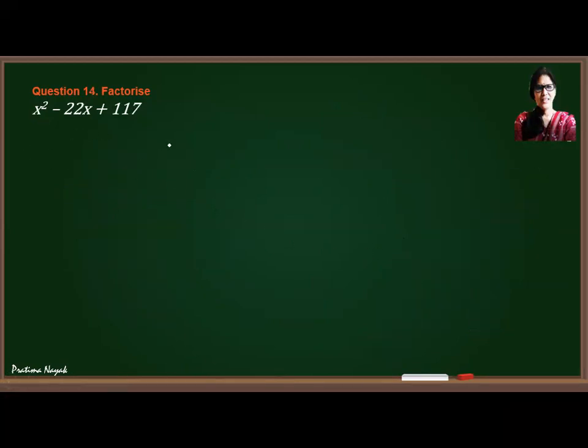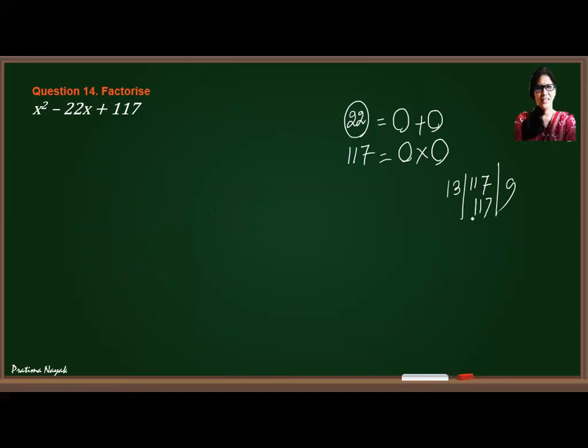Next is x square minus 22x plus 117. So you have to break your 22 as a sum of two numbers whose product is equal to 117. So 117 is only in the 13 table. 9 times 13 is 117. So 13 plus 9 is 22. So this is very easy if you know the table of 13. So I'll write x square minus 13 plus 9, x plus 117.